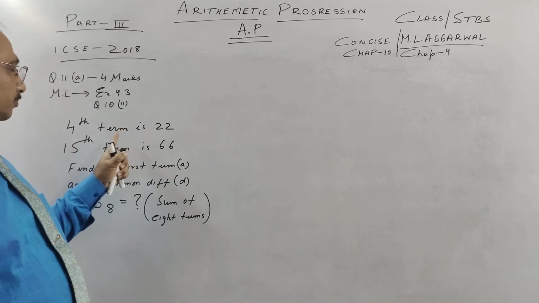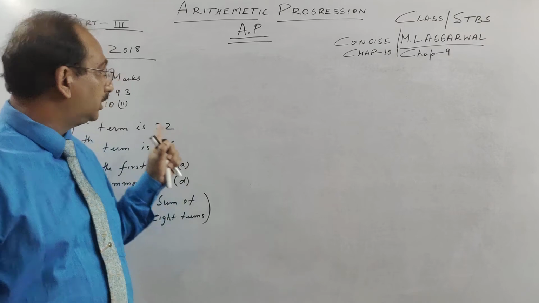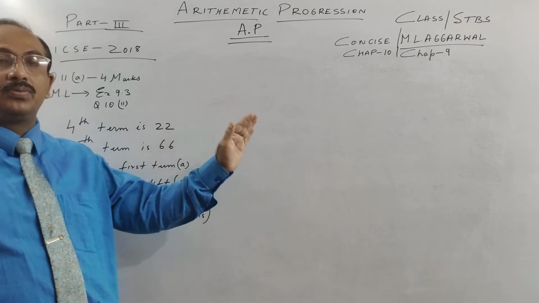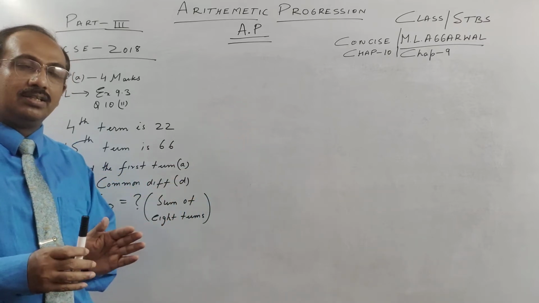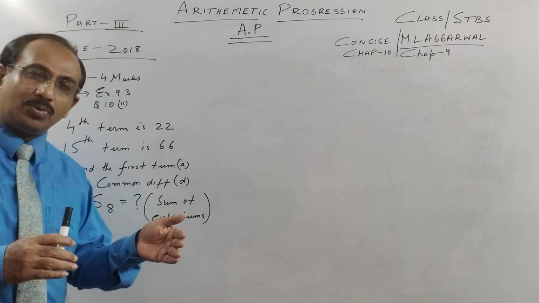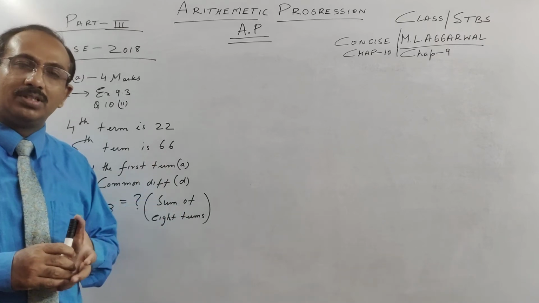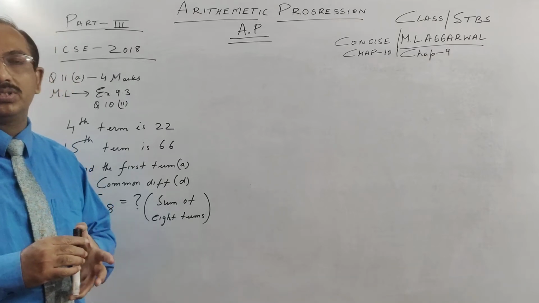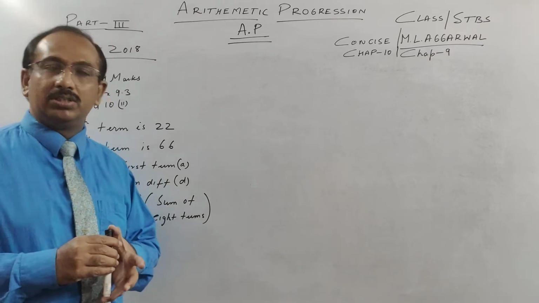Fourth term is 22. We will see the ICSE 2018 question. Then I'll go to ICSE 19, then 20, because it first started in 2018, so the question was a little easier. Then 19 it was a little difficult, and 20 it was a little more difficult, and one or two like this. I think in 2018 there was one question on GP also.